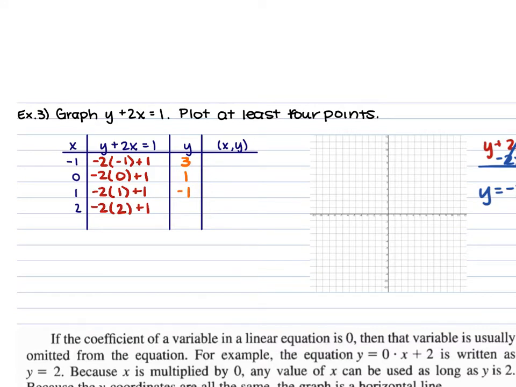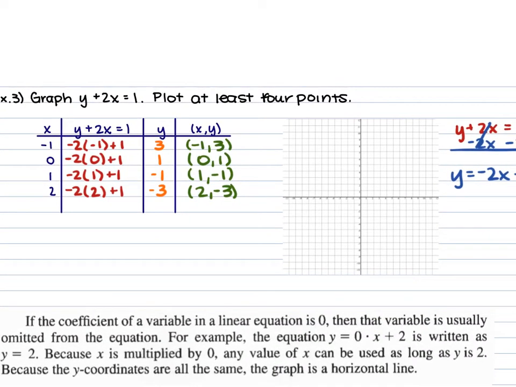Then you have the -2 times 2, which is -4, plus 1 is -3. So these are giving the ordered pairs of (-1, 3), (0, 1), (1, -1), and (2, -3). So plotting these on your coordinate plane, you're going to go to the left 1, up 3, plot that (-1, 3). For that (0, 1), you're just going to go up 1 on that y-axis and plot that point.